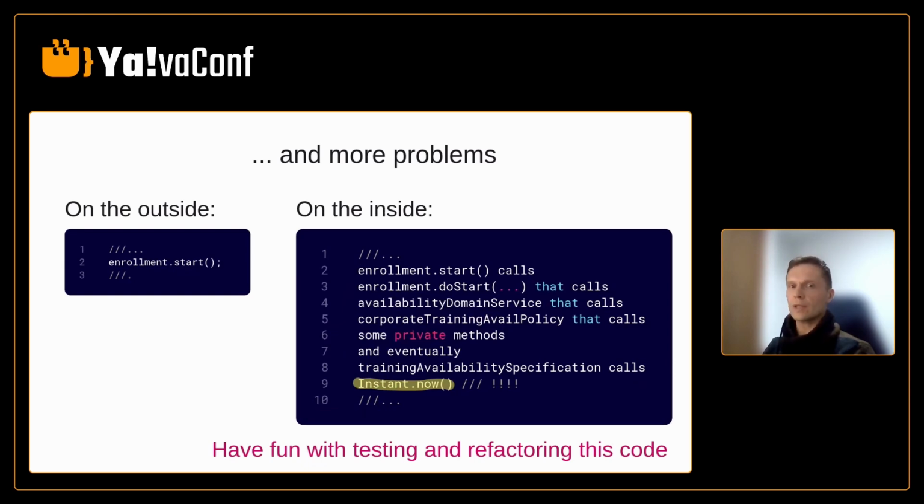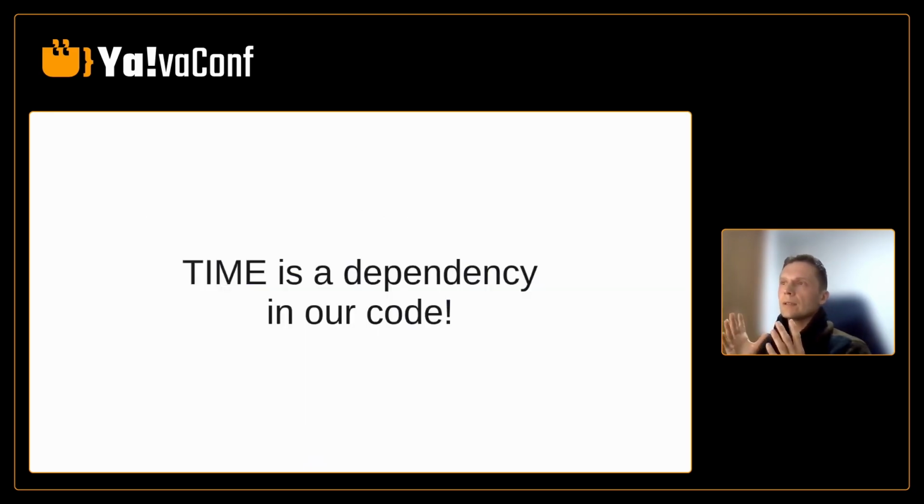And it was me, so I had to refactor this. So anyway, now, if you must remember one thing from this presentation, it is this: time is a dependency in our code. So now we will work with this premise and we will see how it shapes our production code.